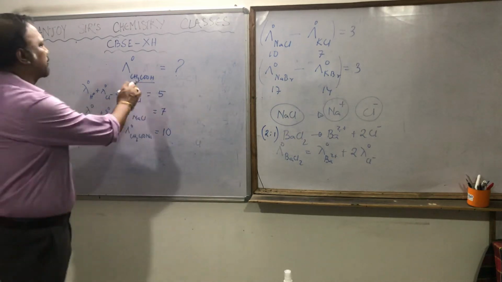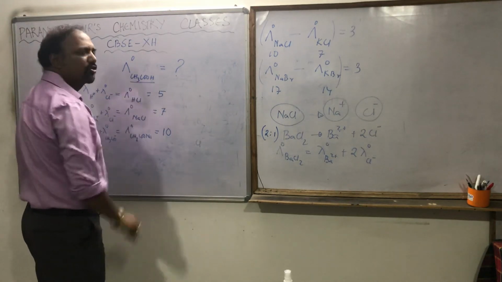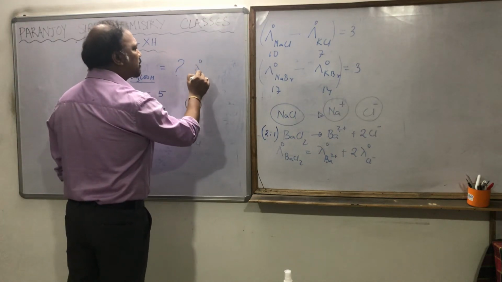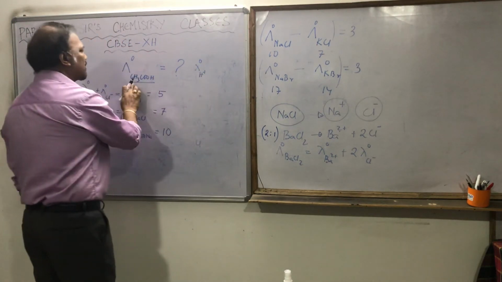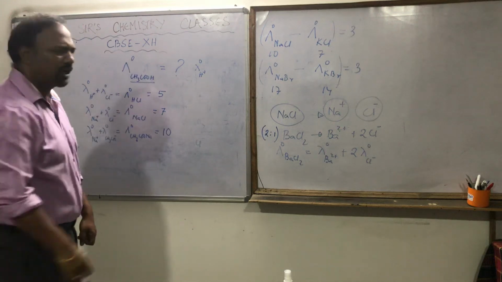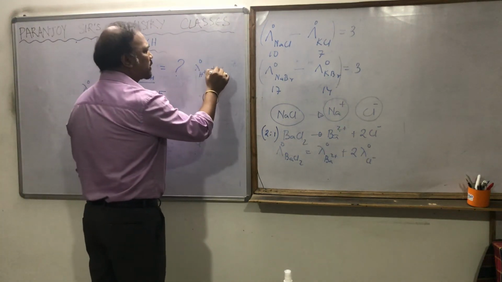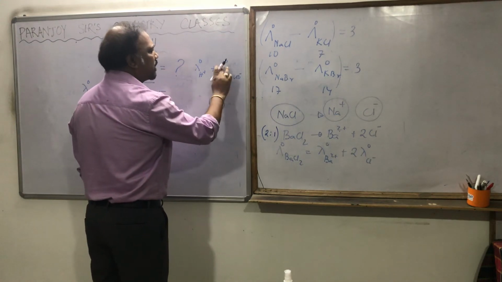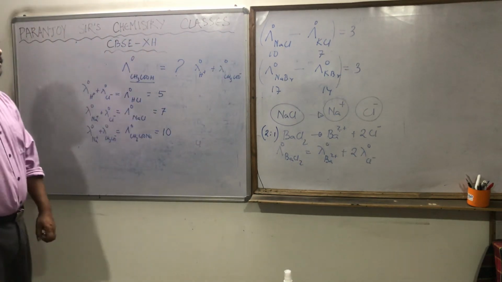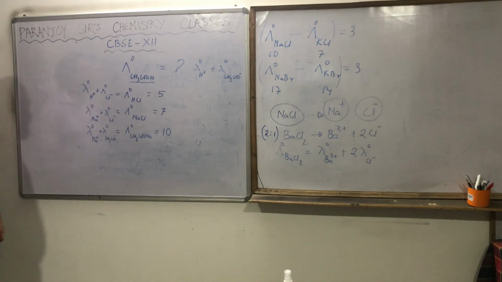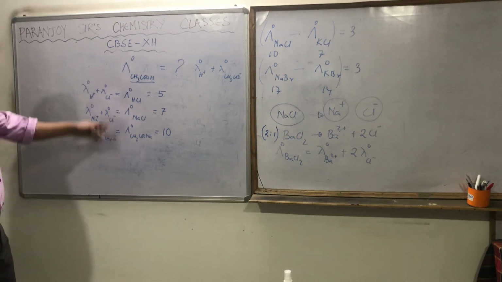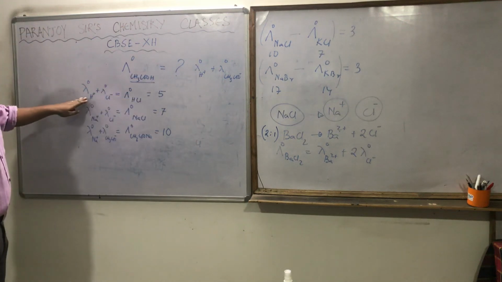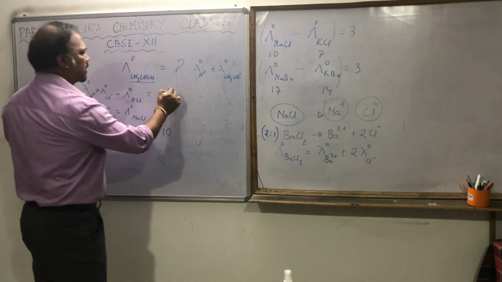Clear? What we have to find out is lambda 0 for CH3COOH, which is CH3COO negative plus H positive. That is lambda 0 for H positive plus lambda 0 for CH3COO negative. If we find that, then only we have found lambda 0 for CH3COOH. Let us see. From where will we get H positive? From here, so I am writing it over here.